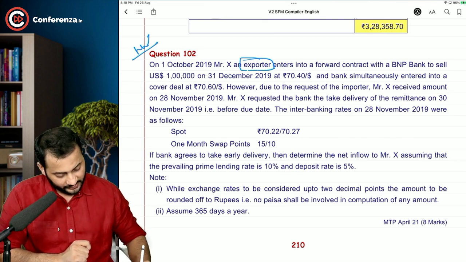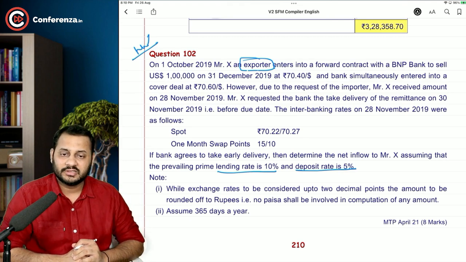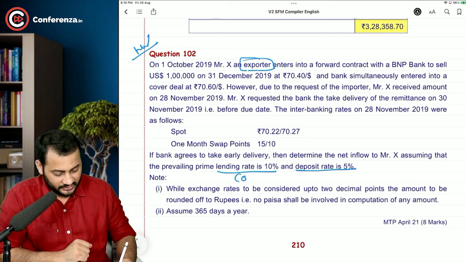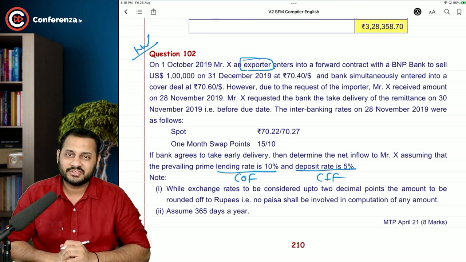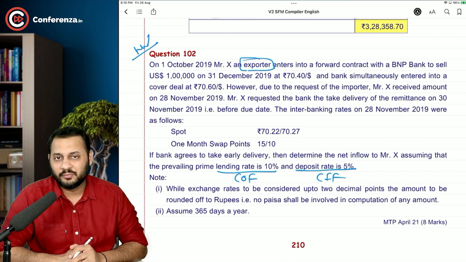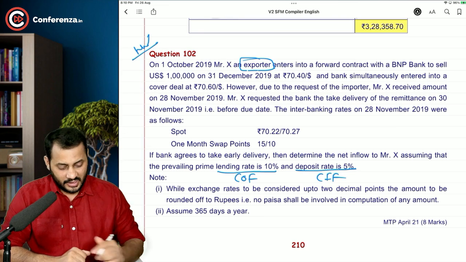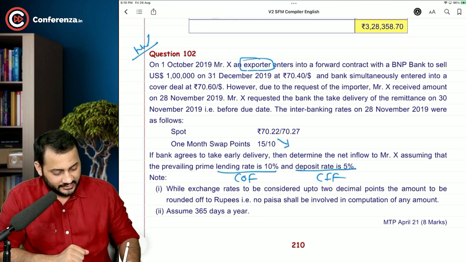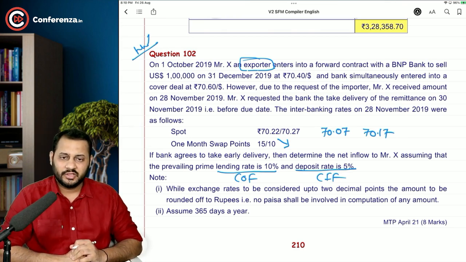And you can see that the deposit rate is 5% and the lending rate is 10%. What does that mean? This is a cash outflow rate and this is a cash inflow rate. So if there is an inflow on the previous date, you will pay him only 5%, but at the time of recovery, you will recover 10%. And the swap points are in descending order, so you are going to deduct them. So it will be around 70.07 and 70.17. 15 and 10 points.